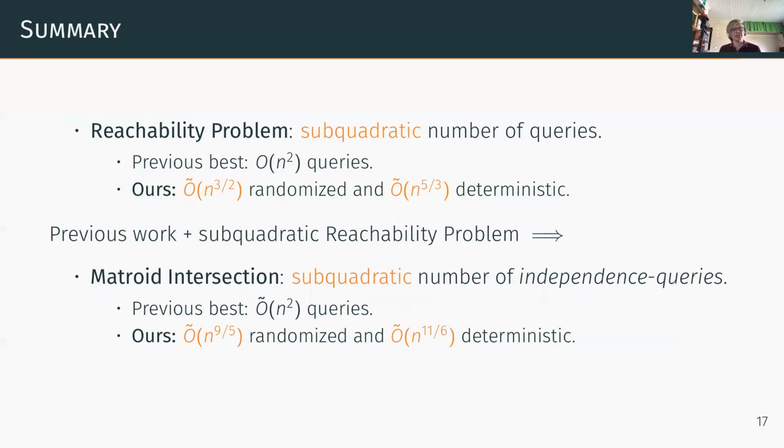So to summarize, we solved the reachability problem in a subquadratic number of queries. The previous best used a quadratic number of queries, and we have two versions which use subquadratic number of queries, either a randomized or deterministic version. Combining this with previous work, especially with the subquadratic approximation algorithm by CLSSW, we obtain a subquadratic Matroid intersection algorithm. So this is the first subquadratic Matroid intersection algorithm. And the previous best used a quadratic number of queries, and ours use n to the 9/5 randomized or n to the 11/6 deterministic.